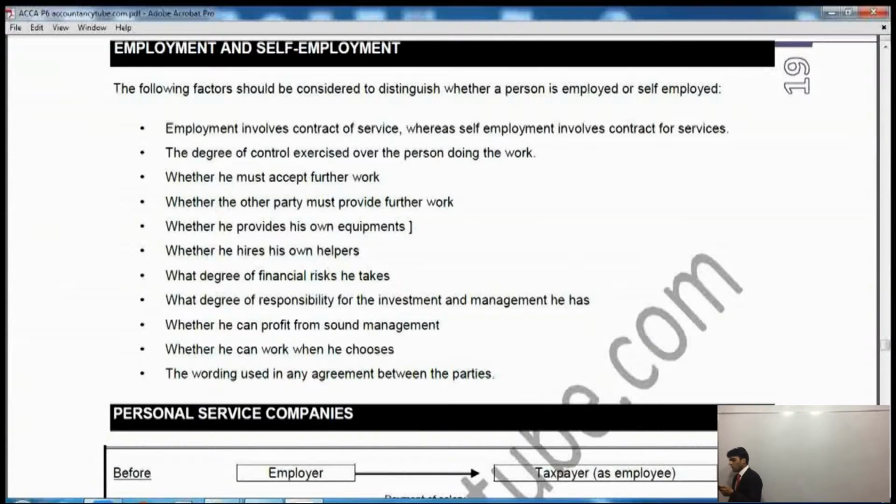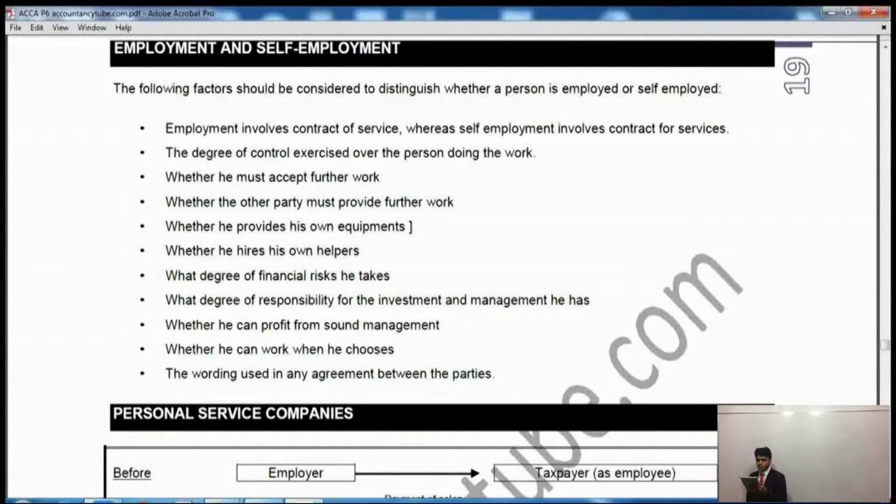Whether he hires his own helpers. So if I hire my own helpers to do this bit, then I'll be self-employed, otherwise employed. Then the next one is what degree of financial risk he takes. If I take any financial risk, that will also be considered as self-employment.